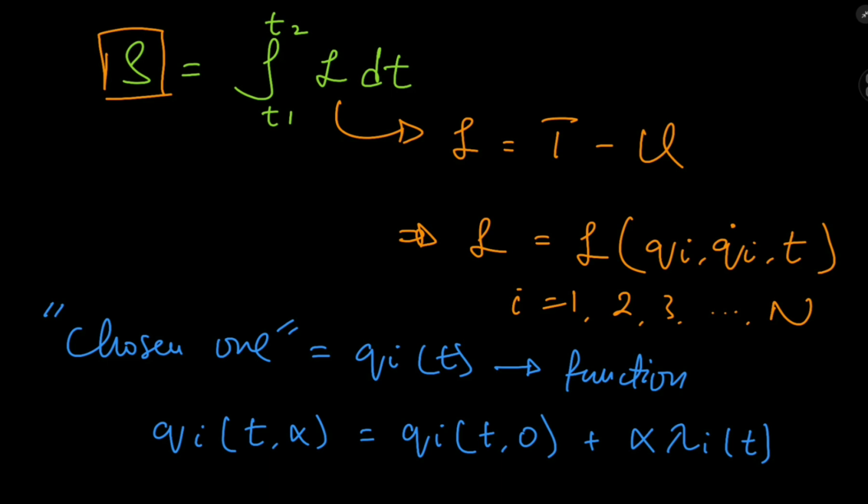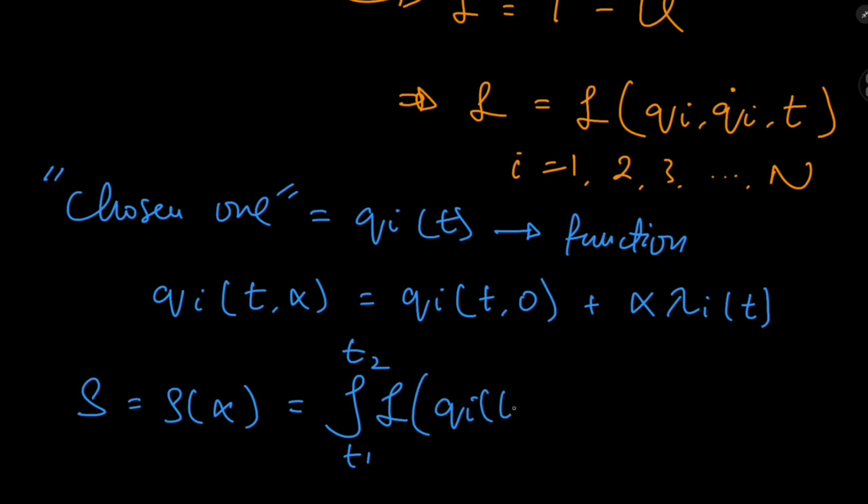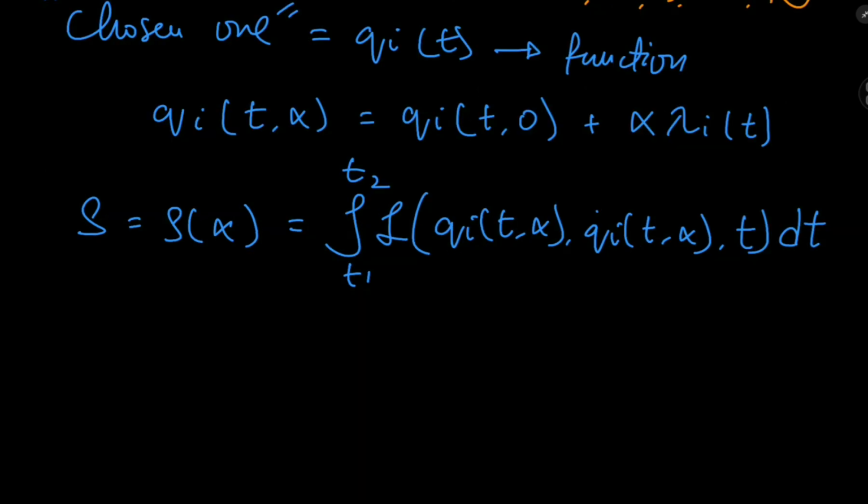Okay, cool. So under this parameterization, I can treat S now as a function of alpha. So S is now the integral from t1 to t2 of L, which is a function of qi of t and alpha, q dot i of t and alpha, and time as well. And now to minimize this function, we differentiate S with respect to alpha and apply the usual differentiation under the integral sign you've seen me do so many times here on the channel.